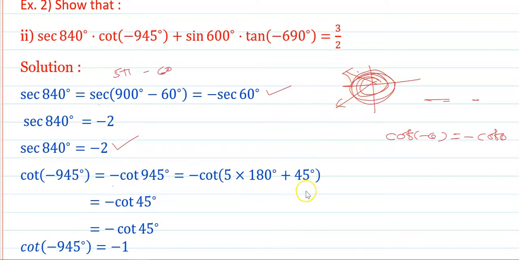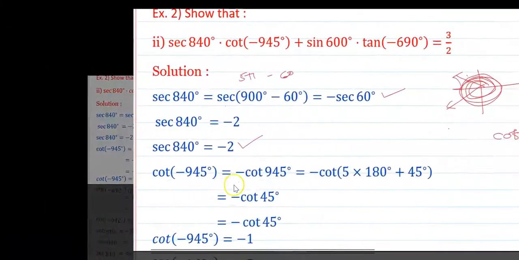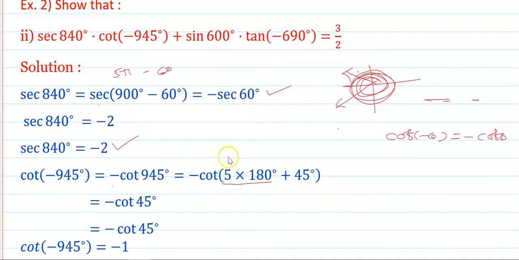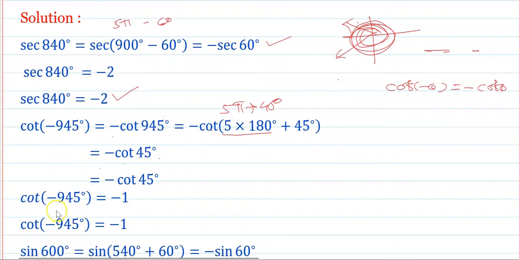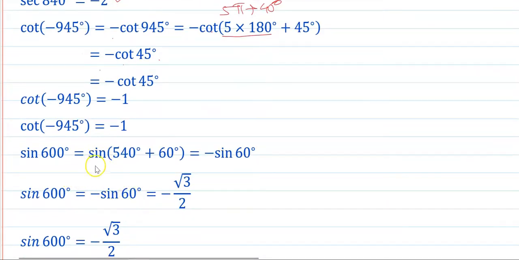This angle lies in the third quadrant, and in the third quadrant tan is positive, therefore cot is also positive. Again here the integral multiple of pi, what is here? 5 pi plus 45. Okay, the function remains as it is, that is cot of 45. Minus sign just but cot 45 is 1, and hence the cot of minus 945 is equal to minus 1, and hence the result.